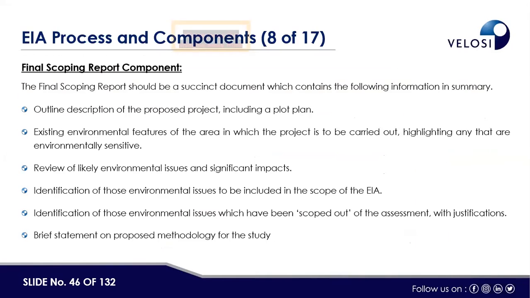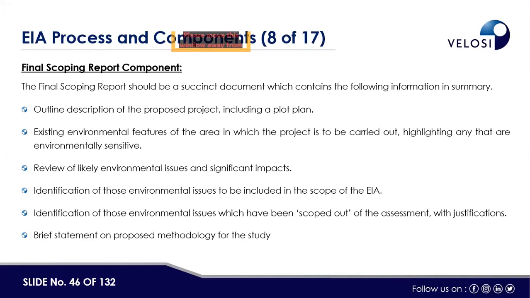So this is the final scoping report that is based on the matrices, ENID report, judgment, and brainstorming. The final scoping report should be a document which contains the following minimum information: the outline description of the proposed project, then existing baseline features, a review of likely environmental issues and the significant impacts. Then accordingly, what we have to include in the EIA, and the identification of all those environmental issues which have been scoped out of the assessment.